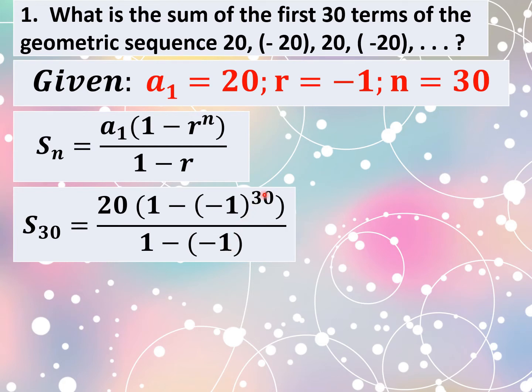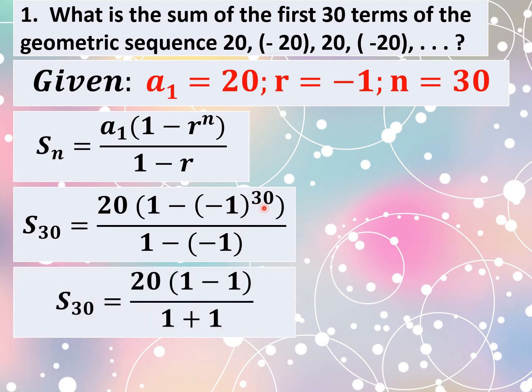And then simplify muna natin yung negative 1 raised to 30. So since even number yung exponent natin, dahil even number ang exponent, automatically ang ating answer is positive. So magiging positive 'tong negative 1 raised to 30. So, magiging 1 minus 1 na siya. And 1 minus 1, that is equal to 0.